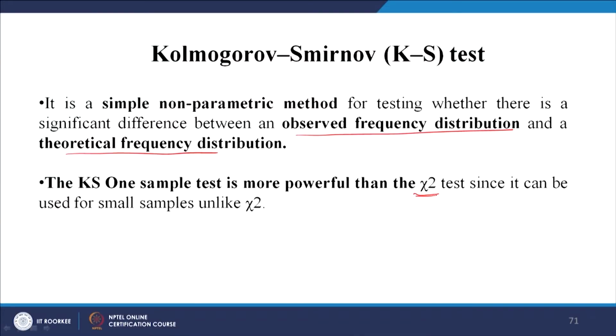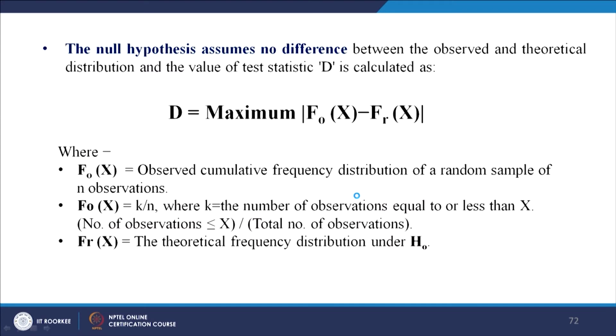The KS one sample test is more powerful than a chi-square test, since it can be used for small samples unlike the chi-square. This is a very important thing you need to remember. Okay. Now, how do you do this? The null hypothesis assumes no difference between the observed and the theoretical distribution. So, what is the null hypothesis saying? There is no difference. But as a researcher, what do you want? There needs to be a difference, because that is what the alternate hypothesis talks about.